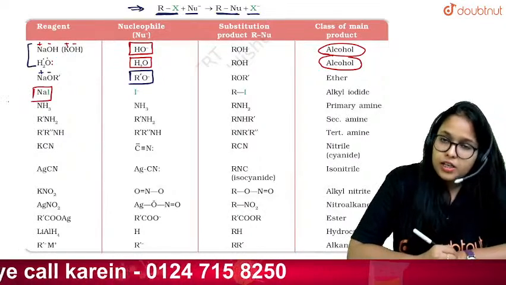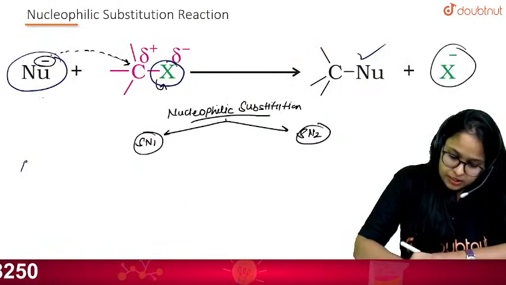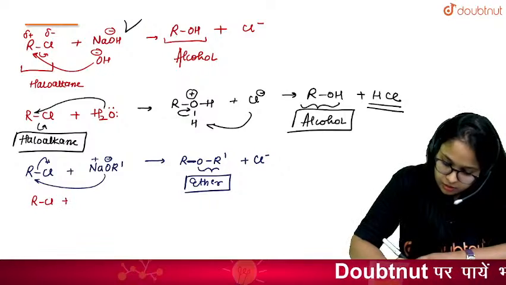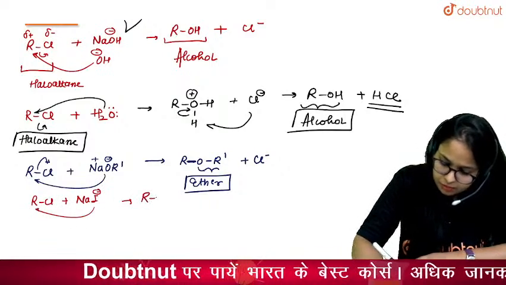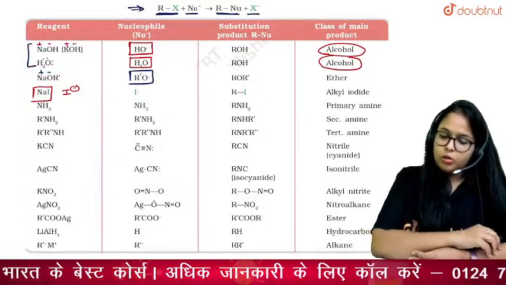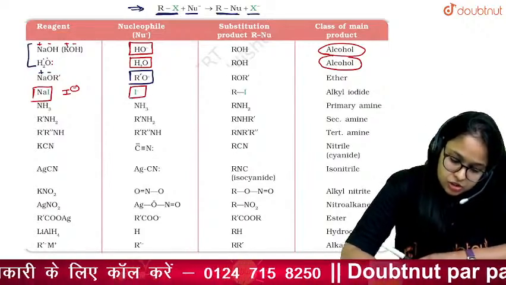If I talk about NaI, I minus will be the nucleophile. I minus will replace the Cl minus and form RI. We have already discussed this in preparation of iodoalkanes. This was your Finkelstein reaction, right?